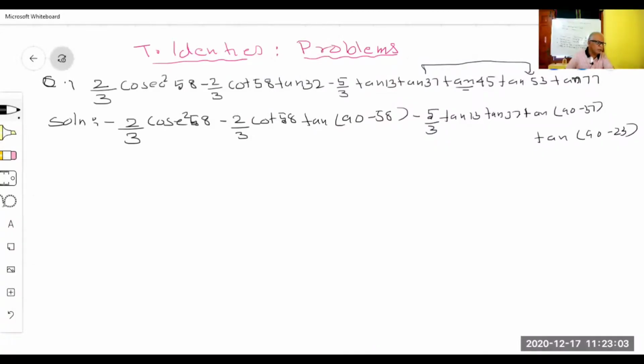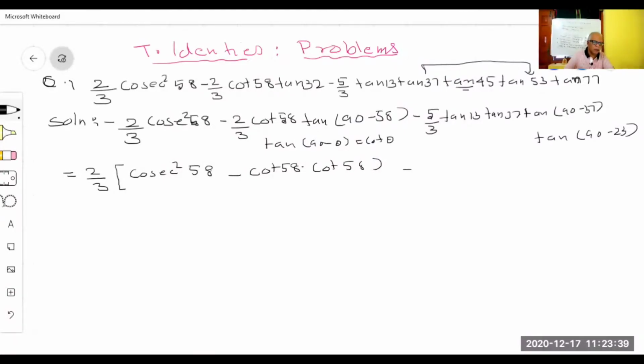So what we have here is 2 by 3. 2 by 3 is common here, we take it out. Then cosec square 58 minus cot 58 into cot 58, right? Cot square 58. I write one more step. Now, cot 58: tan 90 minus theta is cot theta. The reason is tan 90 minus theta is cot theta. So we go on applying this.